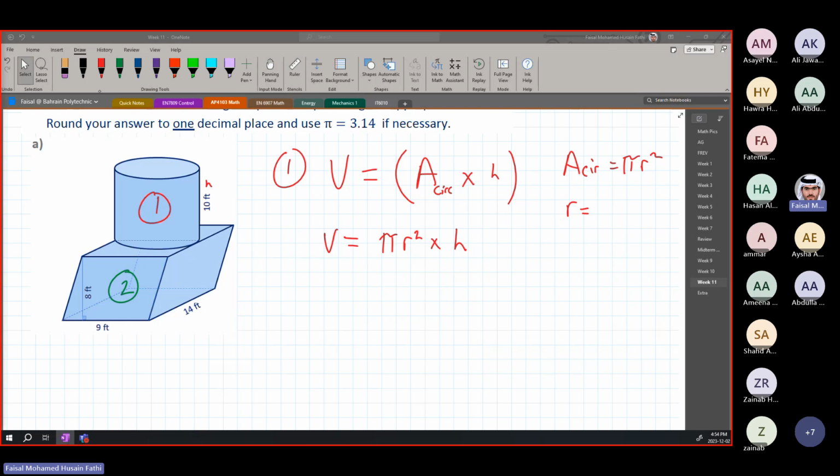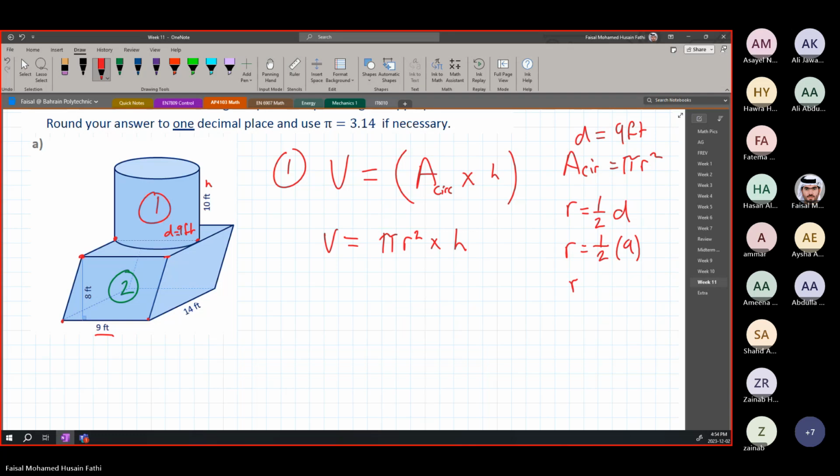Why? We are given the distance here is 9 feet. The distance here is 9 feet, right? From here to here. It's a parallelogram, so from here to here is also 9 feet. So from here to here, it's also 9 feet. But what is this? This is the diameter. Radius is equal to half the diameter. And we know that the diameter is equal to 9 feet. So the radius is equal to half times 9. R is equal to 4.5 feet. Okay, so this is the R.